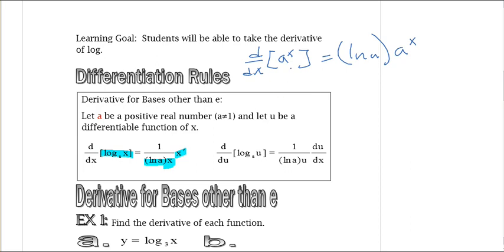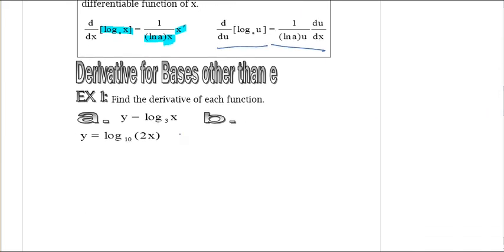Yes, a to the x and log base a of x are definitely inverses of each other, but the derivatives are different. And then here we have basically the same idea, but in terms of u instead of x. So let's see how we can actually do this. Now, I apologize. This should be actually bumped up here. The wacky PDF sometimes does some interesting stuff.